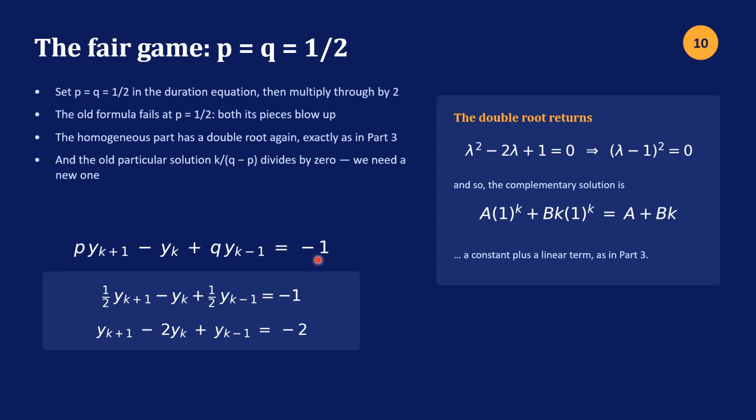So here's the equation we derived earlier, and now we have P equals Q equals 1/2. So we plug that in, then we multiply by 2, and we'll work with this equation here. So first we do, as I say, the homogeneous part. That has a double root, right? If we put in lambda, we have lambda squared minus 2 lambda plus 1 equals 0 in the homogeneous case.